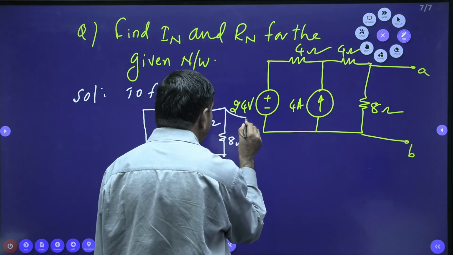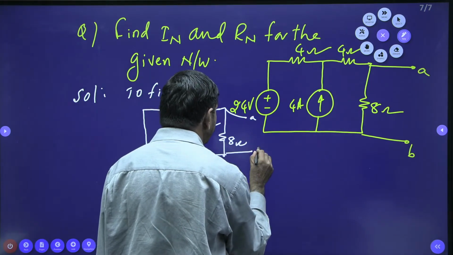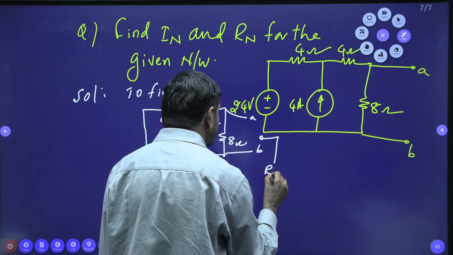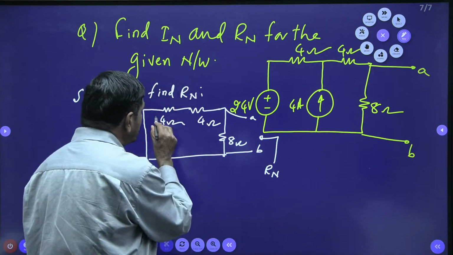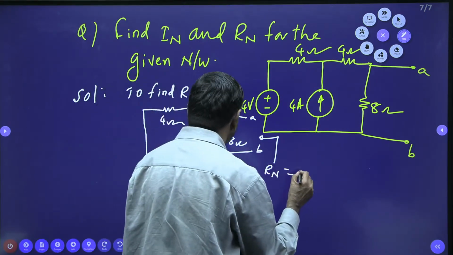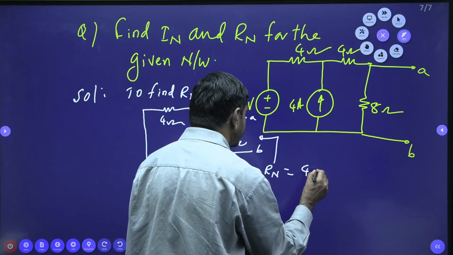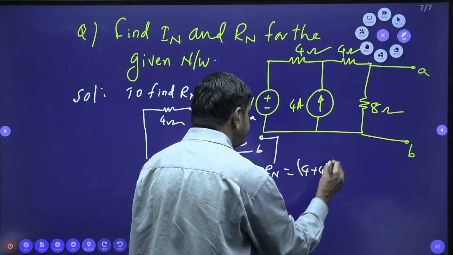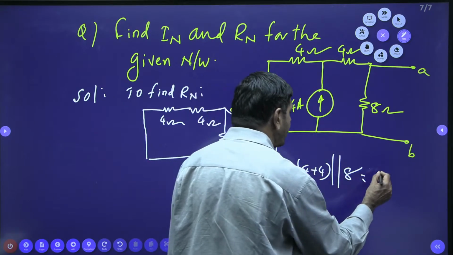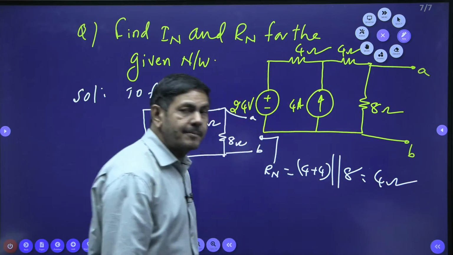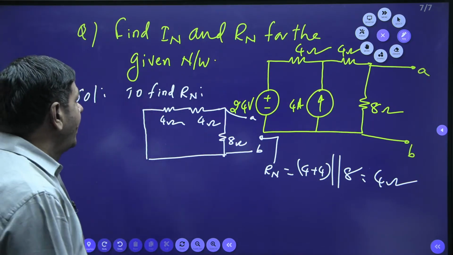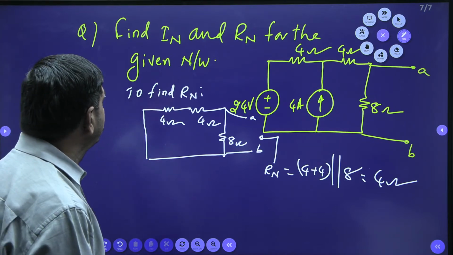This point is A, this point is B. I want the resistance across AB, that is RN. These two are in series and again parallel to 8 ohms. I can write 4 plus 4 is 8, parallel to 8 ohms. The 8 parallel to 8 means 4 ohms here. Yes, I got the resistance. I wish to find what IN is.